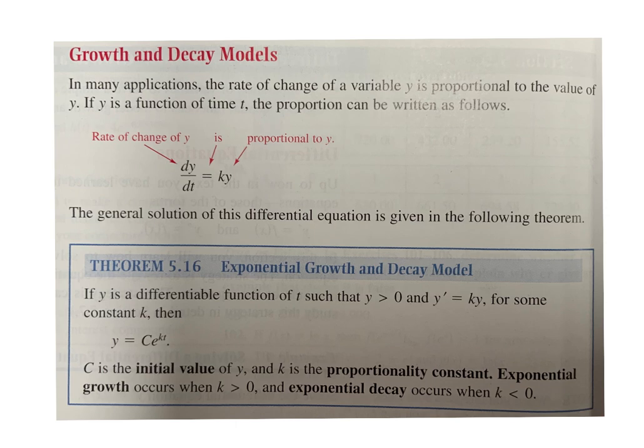So this should look vaguely familiar. All right. K times y is a direct proportion, right? A direct variation, if you remember that. Like y equals kx or something, right? Was your direct variation. And so this means it's directly proportional. Anytime you have something equals a constant times another variable, it means they're directly proportional, which is why it says proportional to y. It says in many applications, the rate of change of a variable y is proportional to the value of y. If y is a function of time t, the proportion can be written like this.